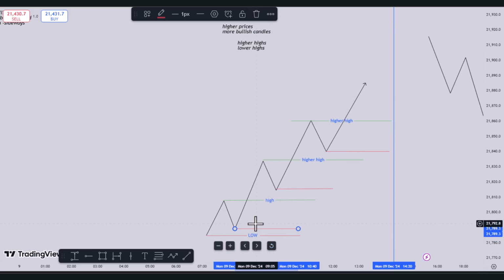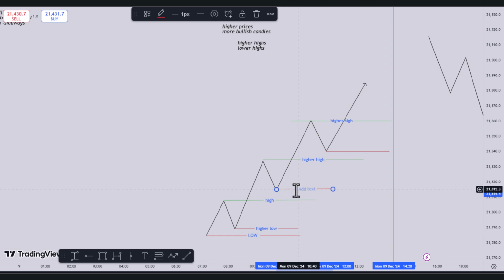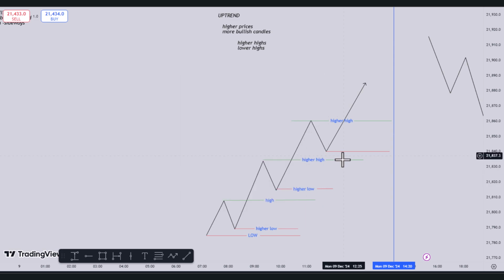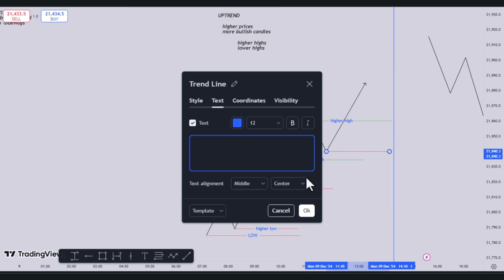Not certain. This shall be our higher low, and then another low right here has been formed during retracement, but it hasn't taken out the previous low, therefore still a higher low. I think the same applies to this. So that's how we characterize an uptrend.